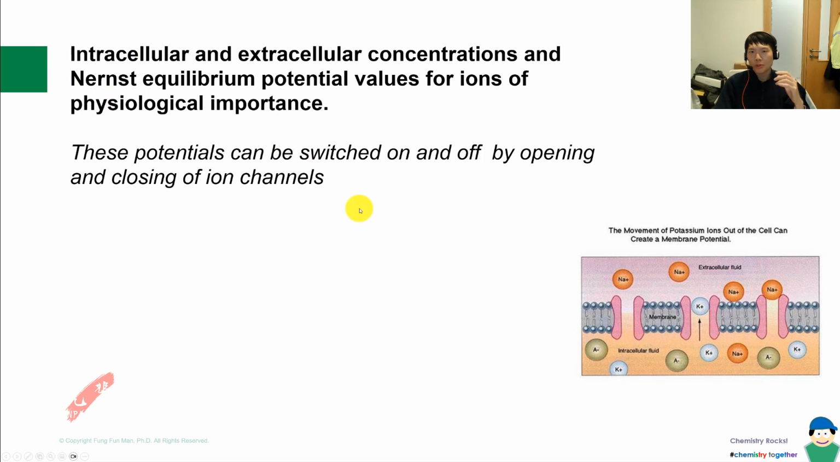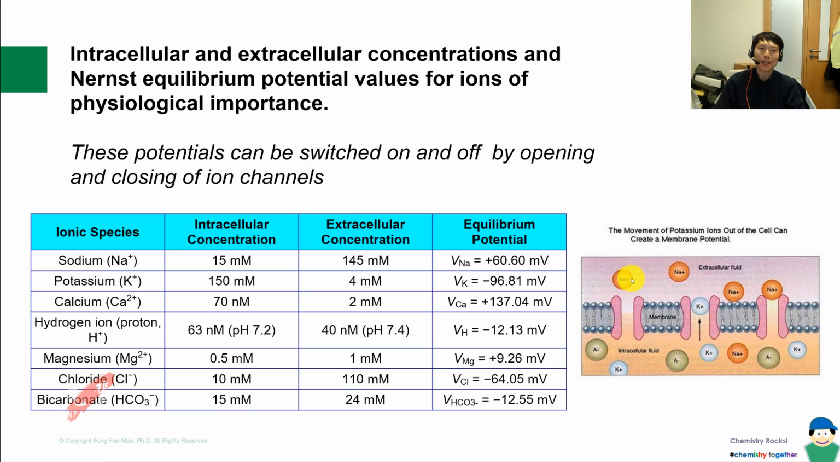This potential can be switched on and off by opening and closing of the ion channel. So with painkillers, we have a drug and we use a molecule to choke up the sensor for the pain receptor so we don't feel pain. That's it. It's like bluffing the body.